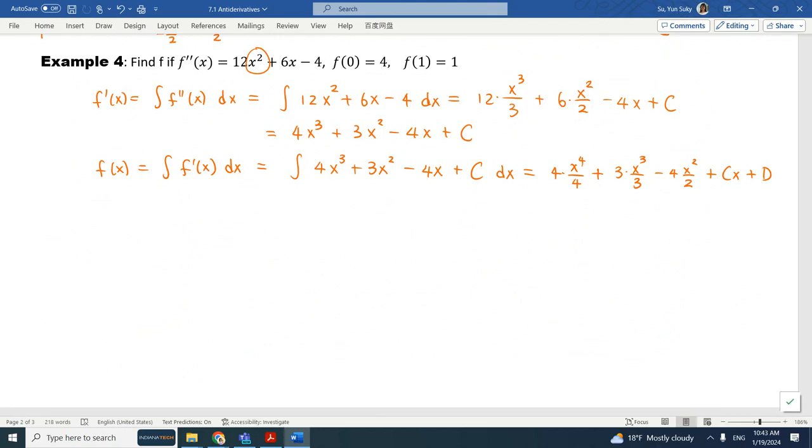Okay, can we simplify? The 4 and 4 cancel, right? So we have x to the 4th, the 3s cancel, plus x cubed. And what is 4 divided by 2? That is 2x squared plus cx plus d. So this is f of x.